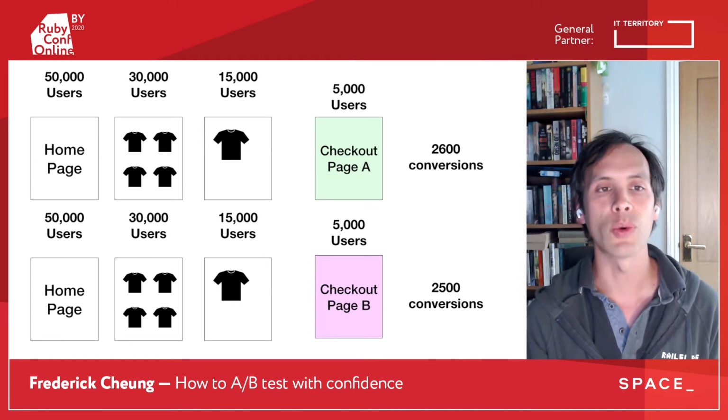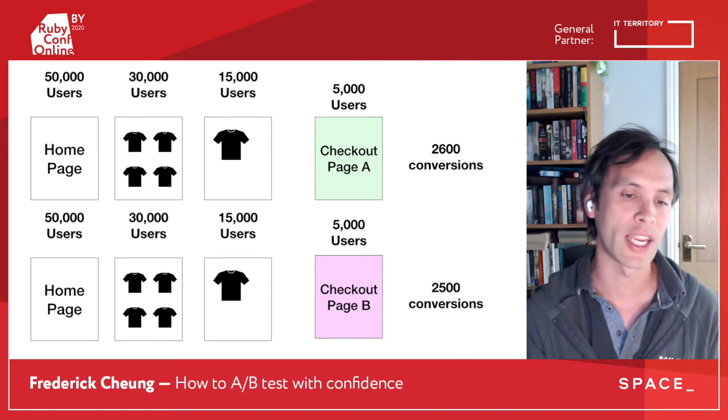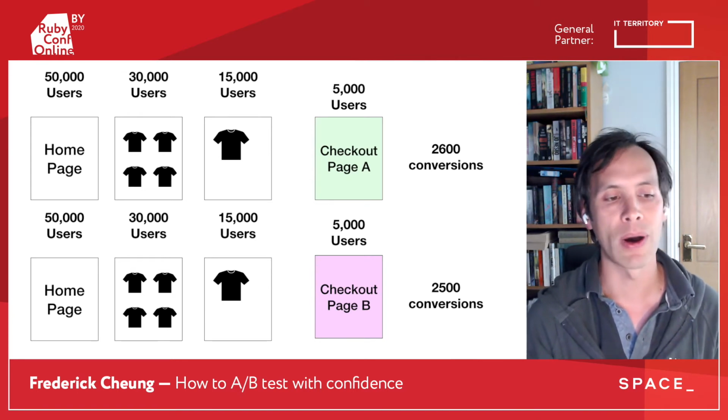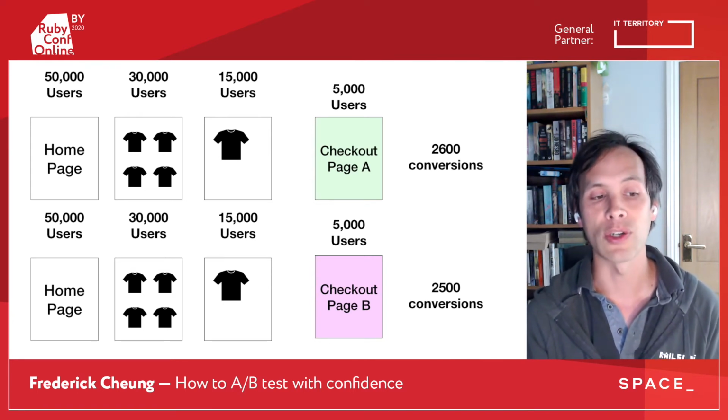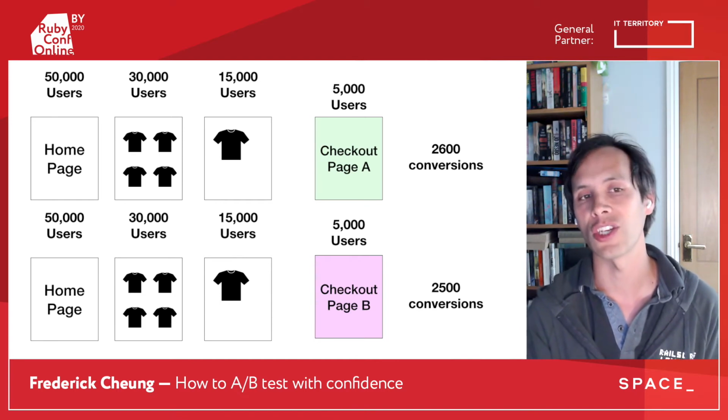So in general, you want to assign people to groups as late as you can, as close to the actual change. You want to minimize people being part of the test that aren't being exposed to the change you've actually made, or else just make it much harder for you to detect any changes.